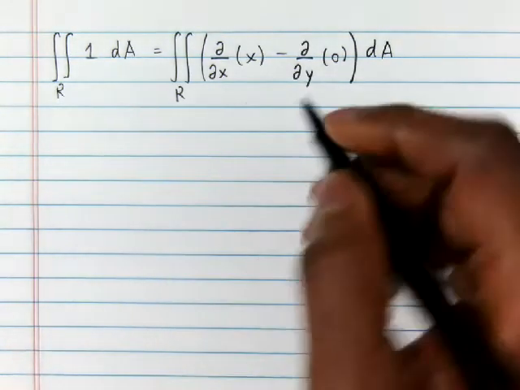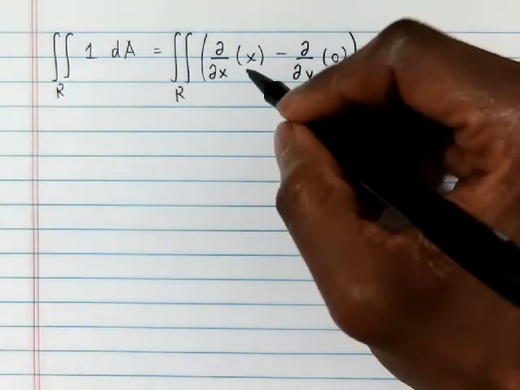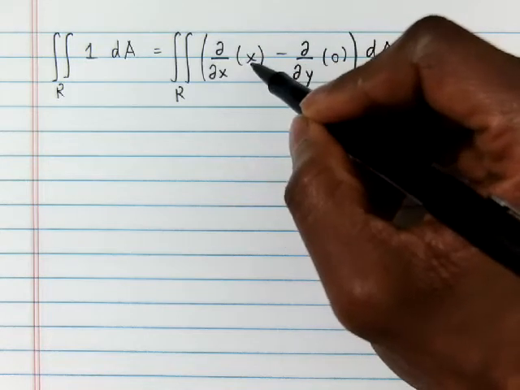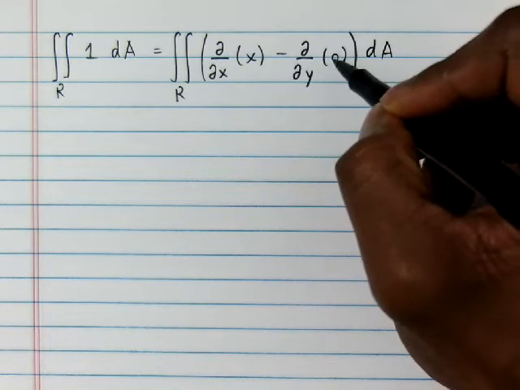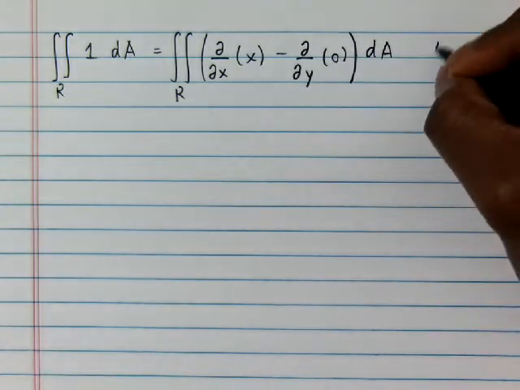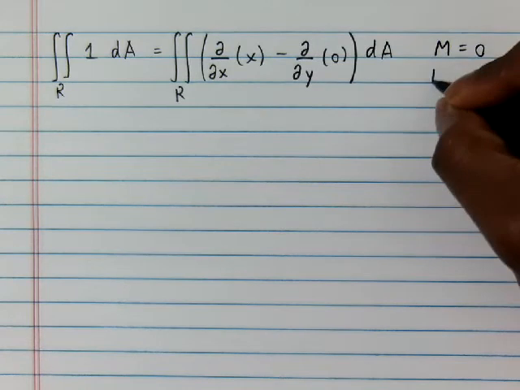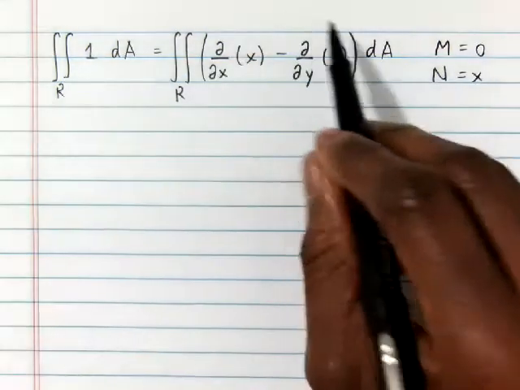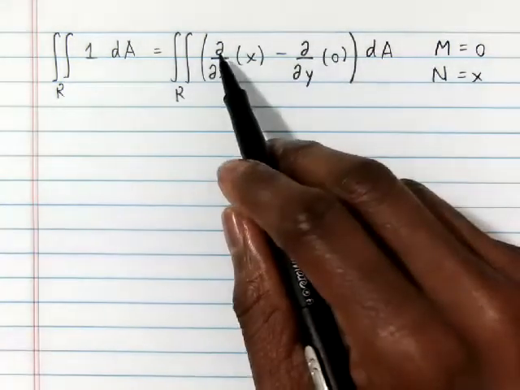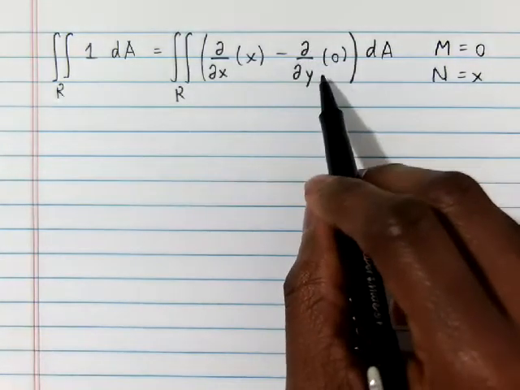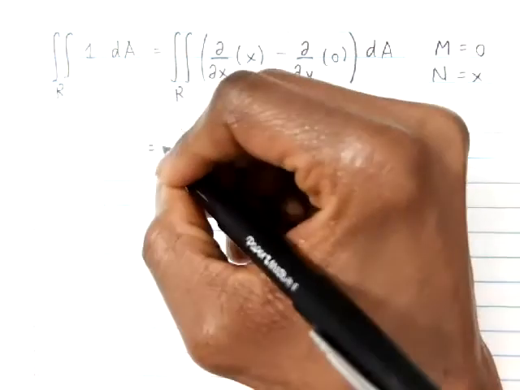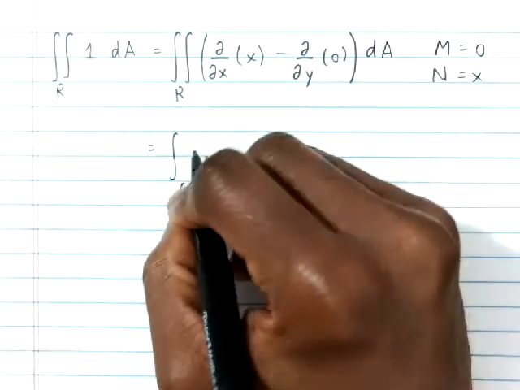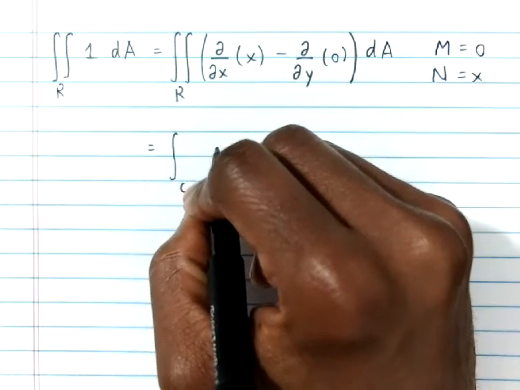So notice here, remember the first Green's theorem, this is n sub x. So our n is x. And this is m sub y. So our m is 0. So we're just looking at this as, if we say m is 0, and n is x, right? Then this now is from Green's theorem. Green's theorem says that if you do n sub x minus m sub y, that's the exact same as the line integral over C of m dx plus n dy.